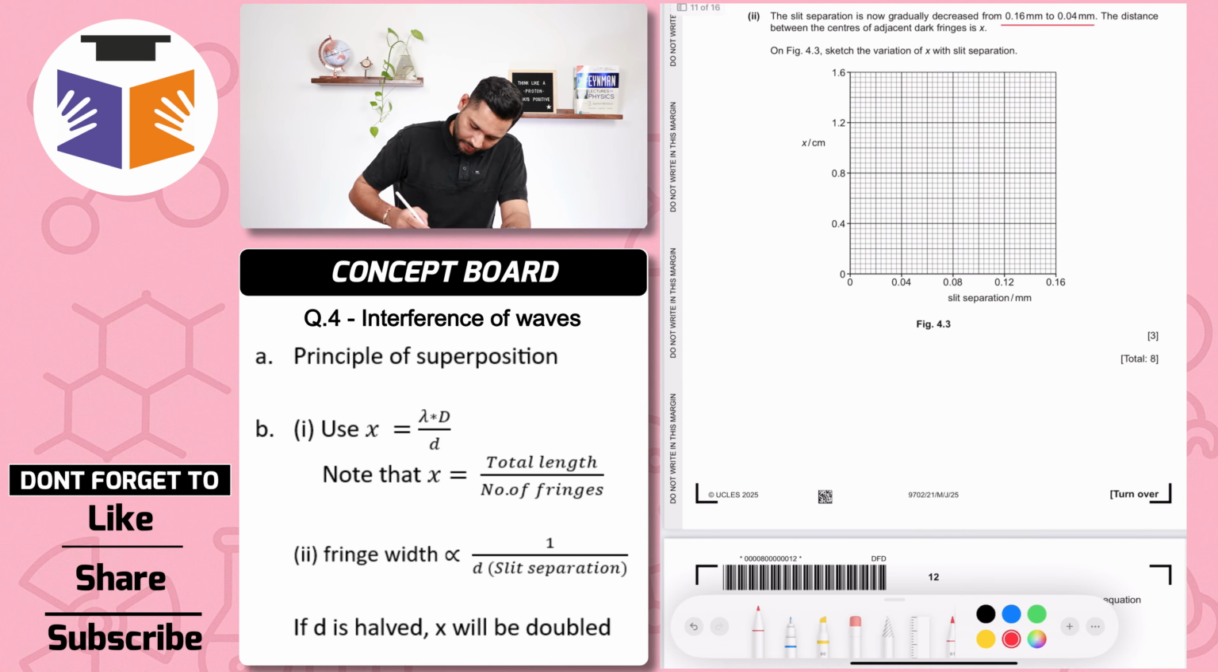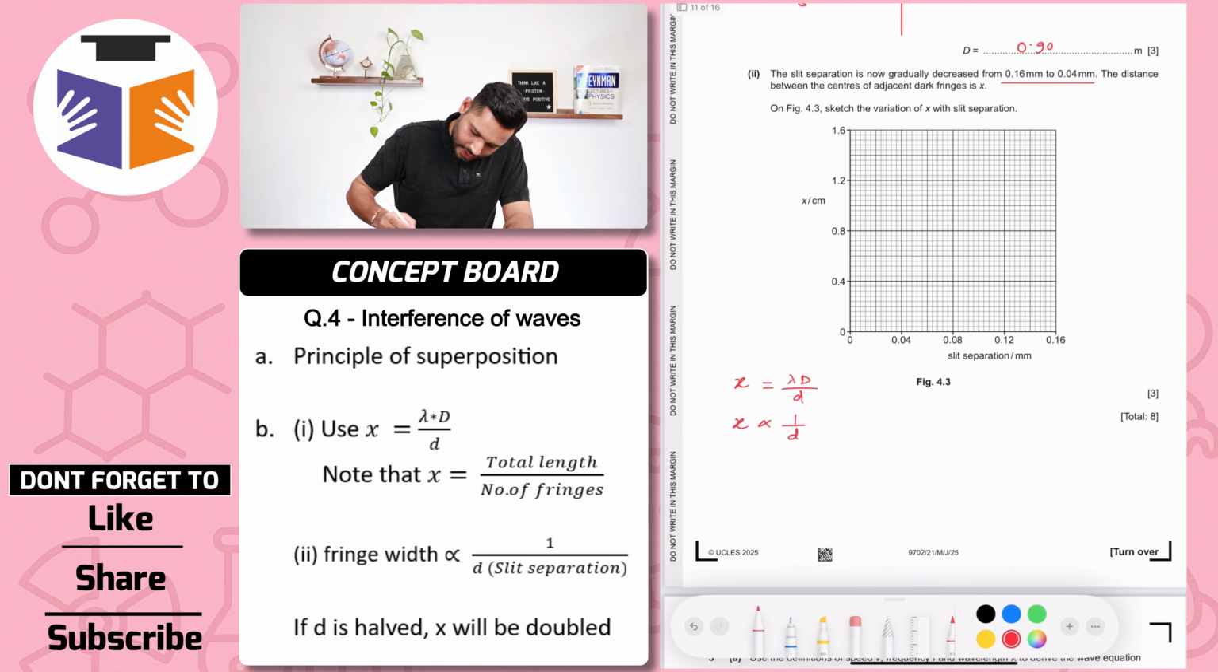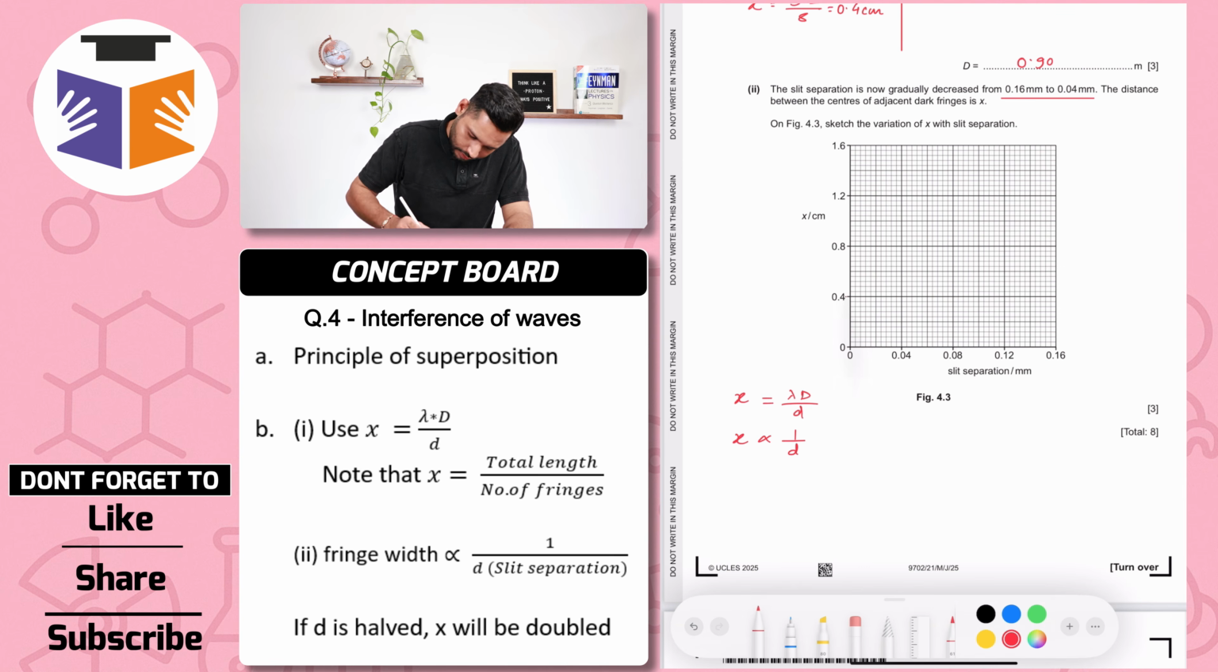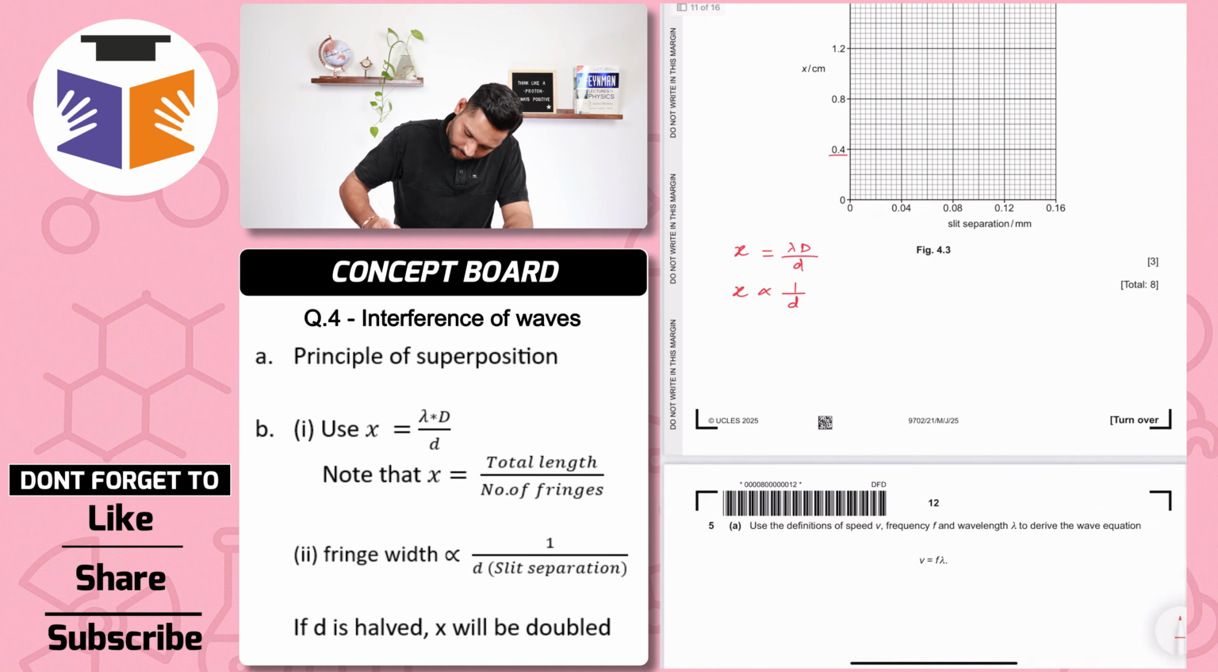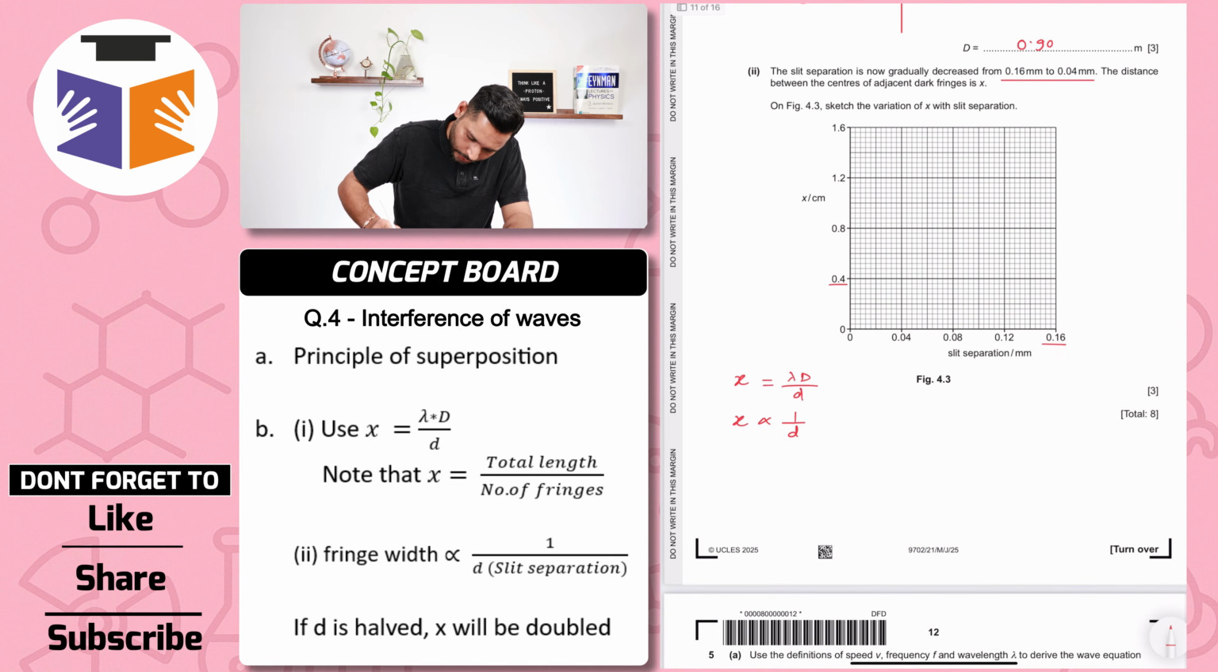Now what is the relation between the slit separation and the fringe width? See, x is equal to lambda d upon small d. So x is inversely proportional to the slit separation. As the slit separation decreases, the fringe width will increase in the same ratio. Initially the fringe width is 0.4 when the slit separation is 0.16 mm.